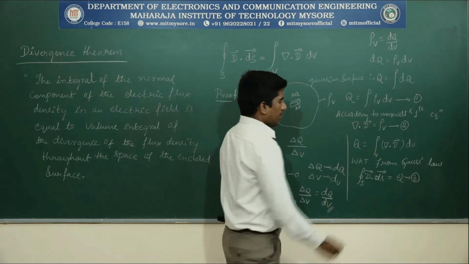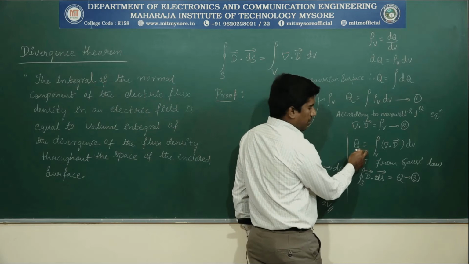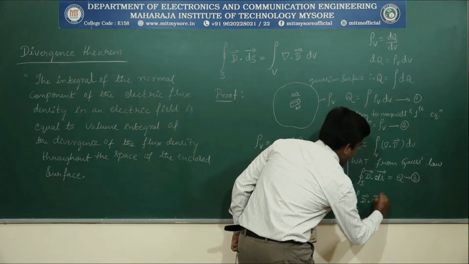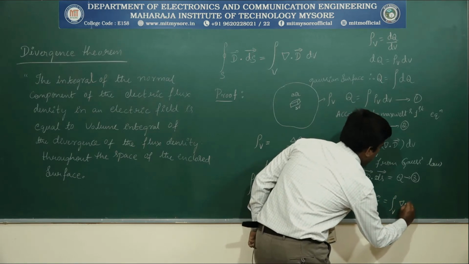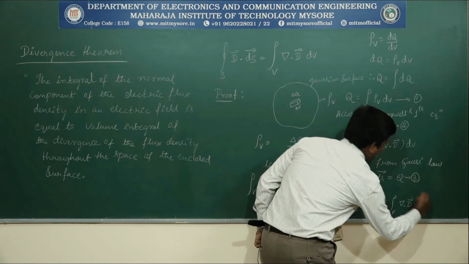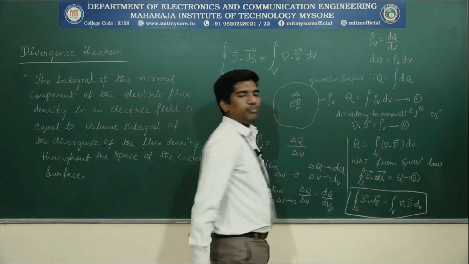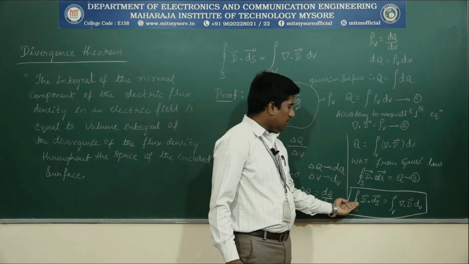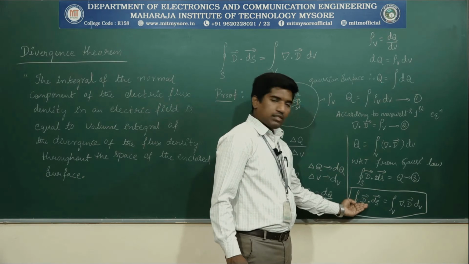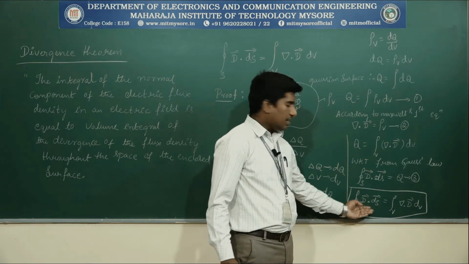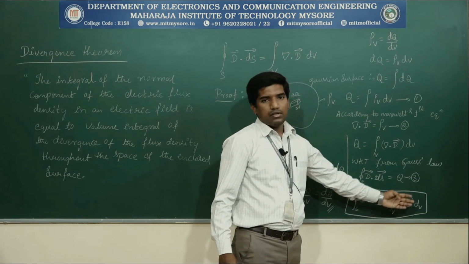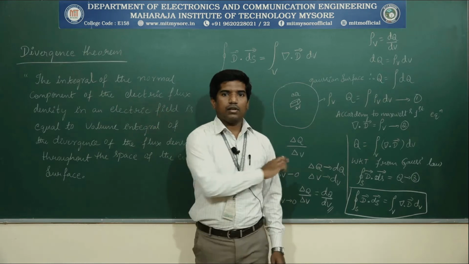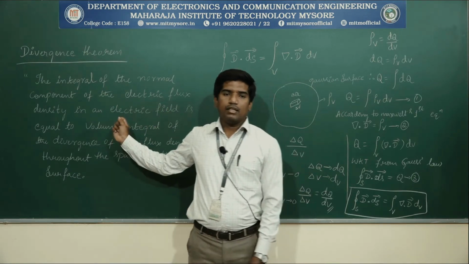Let me take it as equation 3. Substitute equation 3 in the above equation. What are we going to get? The surface integral of D dot dS is equal to the volume integral of del dot D dV. This is what we were trying to prove. This is called the divergence theorem, which can be stated as: the surface integral of the normal component of the electric flux density over a closed surface in an electric field is equal to the volume integral of the divergence of D within that same closed surface. That is what we have written as the statement. Got it? This is called the divergence theorem, which is very important in further topics.